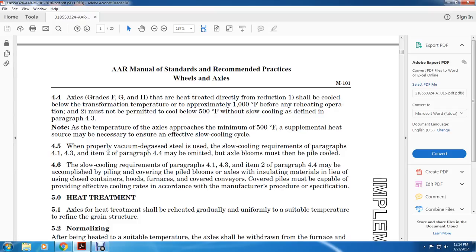of paragraph 4.4 may be omitted, but axle blooms must be air cooled in a pile. 4.6. The slow cooling requirements of paragraph 4.1, 4.3, and item 2 of paragraph 4.4 may be accomplished by piling and covering the piled blooms or axles with insulating materials, in lieu of using closed containers, hoods, furnaces, or covered conveyors. Covered piles must be capable of providing efficient, effective cooling rates in accordance with the manufacturer's procedure and specification.